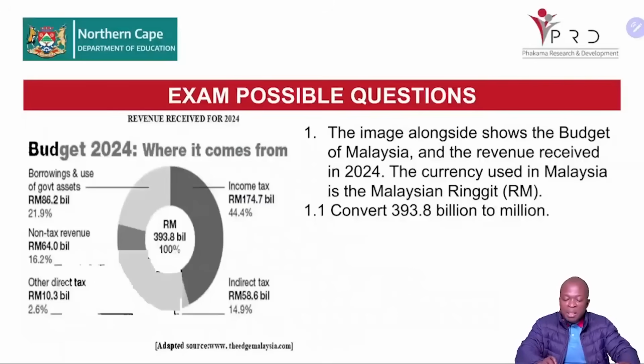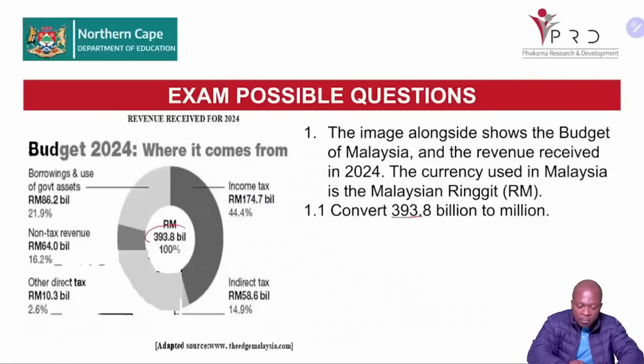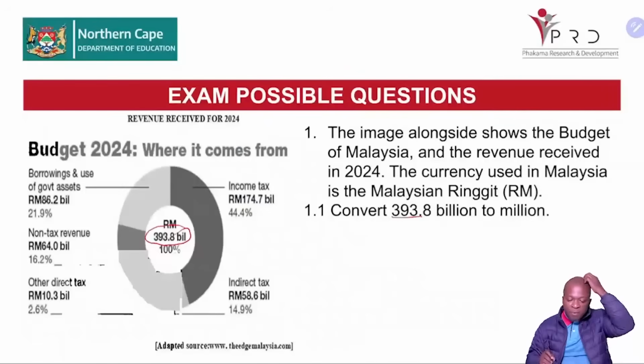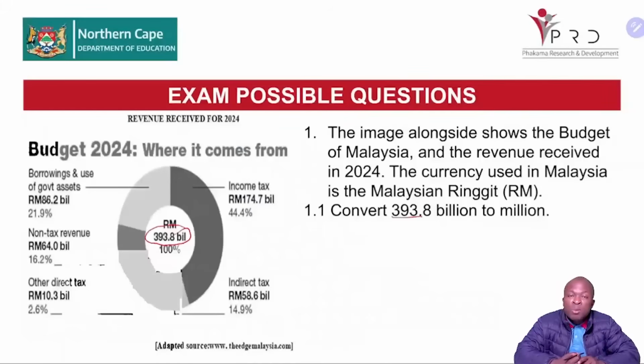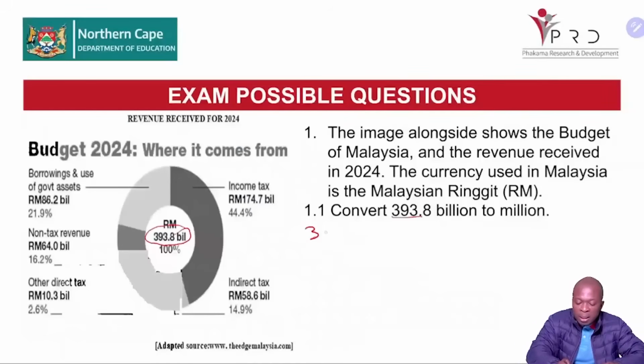The currency for Malaysia is what? Malaysian ringgit. First one, the examiner says convert 393.8 billion to million. So to convert it from billion to million, what you just need to do is to multiply that value by 1,000. So you take 393.8, then you times it by 1,000.